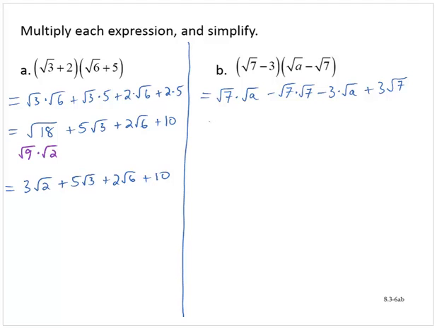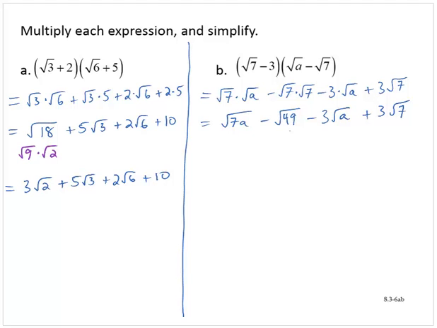The square root of 7 times the square root of a is the square root of 7a. We can bring both of those under the same radical. The square root of 7 times the square root of 7, that's the same as the square root of 49, 7 times 7 being 49. Minus 3 times the square root of a, and plus 3 times the square root of 7.